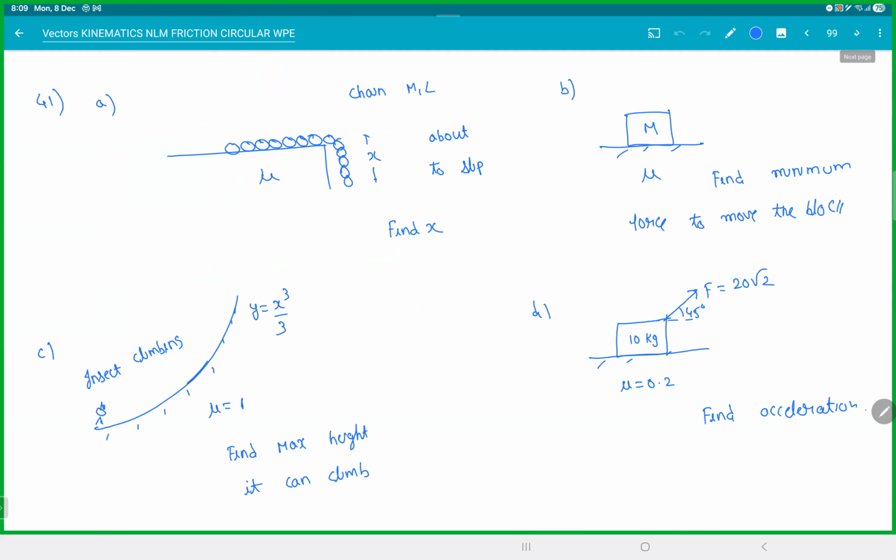Let's get these 4 questions. We have a chain on a table. Find x if the chain does not slip. Chain is about to slip, find x. Find the minimum force required to move the block. Standard result you should know. An insect is climbing on a surface, y is equal to x cubed by 3. Find the maximum height it can climb. You are applying a force 20 root 2, mu is 0.2. Find the acceleration of the block.